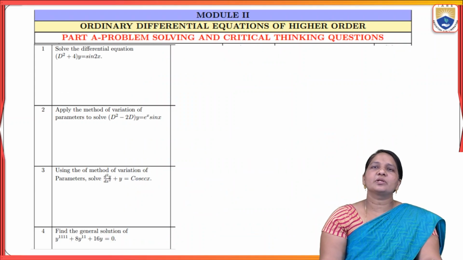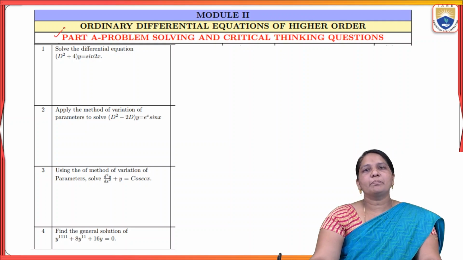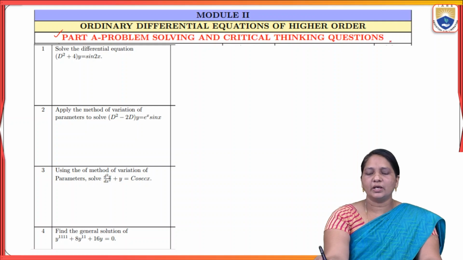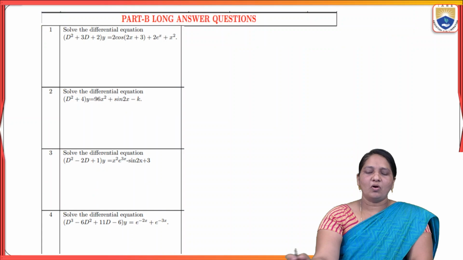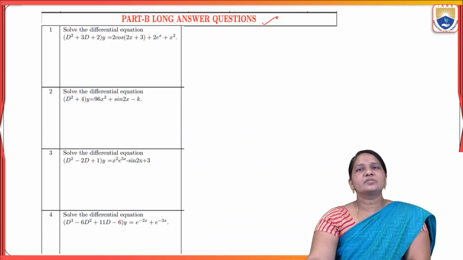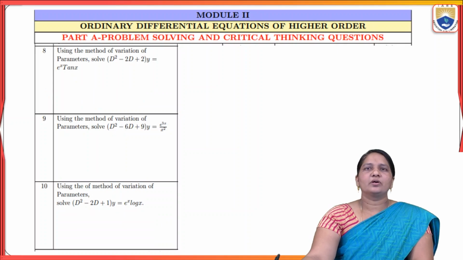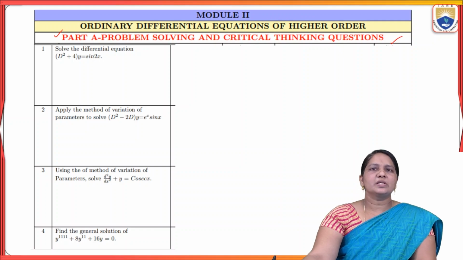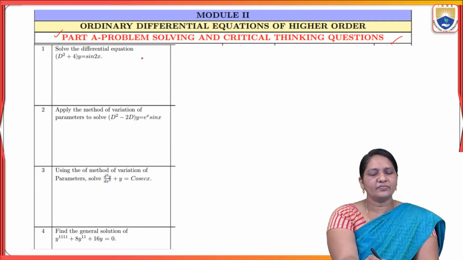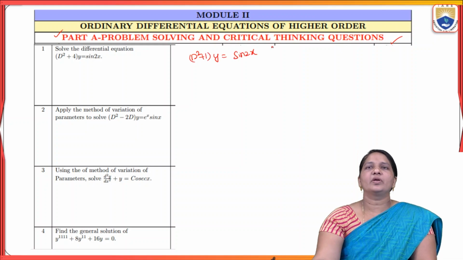In the question bank we have part A, part B and part C. In part A we have the problem solving and critical thinking questions, in part B the long answer type questions, and in part C the short answers. Here we are going to discuss the part A problems first, and after that we move to part B. See the first question they gave: solve the differential equation. What is the differential equation? D square plus 1 into y is equal to sin 2x. What do we have to do here?